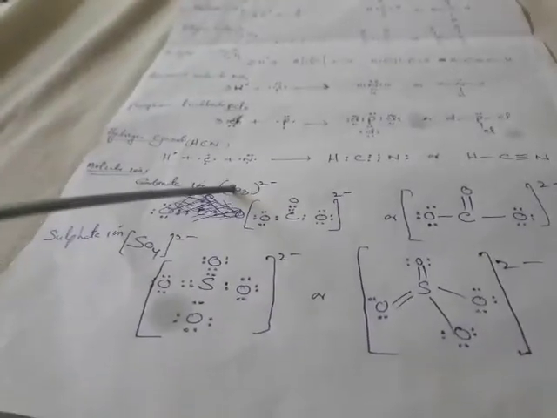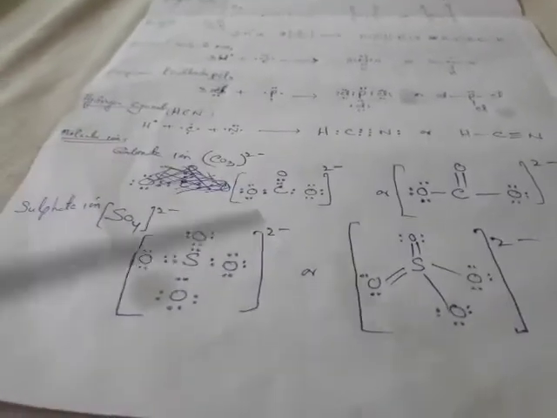Now then we have molecular ions. We have the carbonate ion. Carbonate ion, again we see how this sharing of electrons takes place.